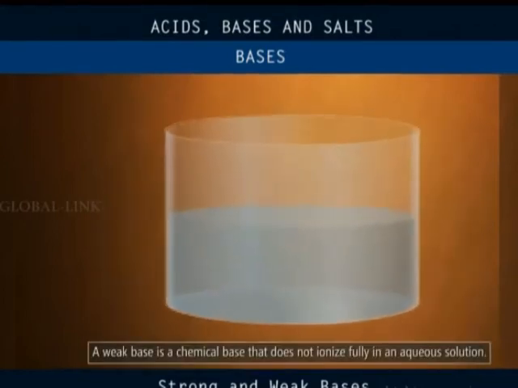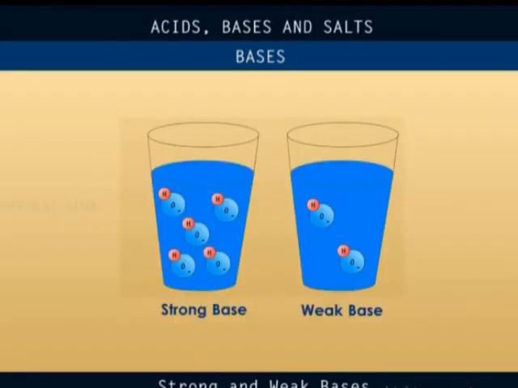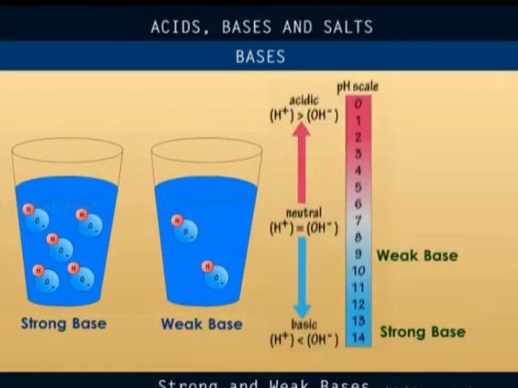A weak base does not ionize fully in an aqueous solution. And so strong bases have a higher concentration of hydroxide ions, and thus their pH is usually higher than that of weak bases. Strong bases are also better at electrical conductivity compared to weak bases.